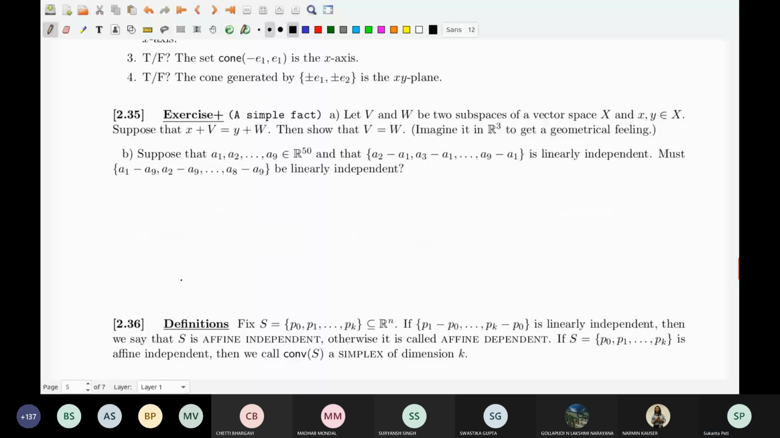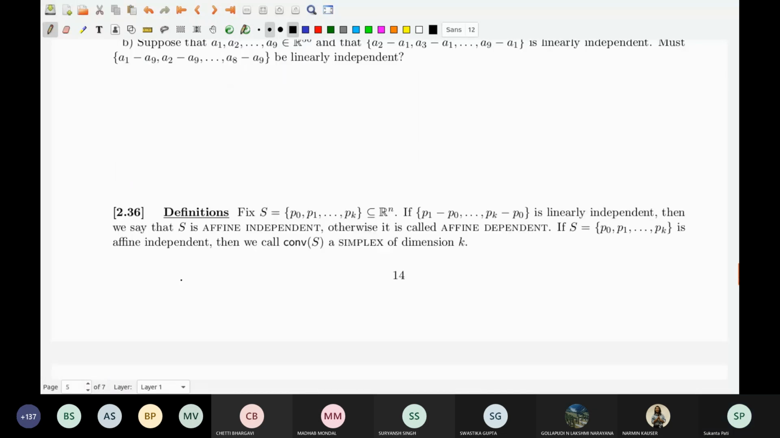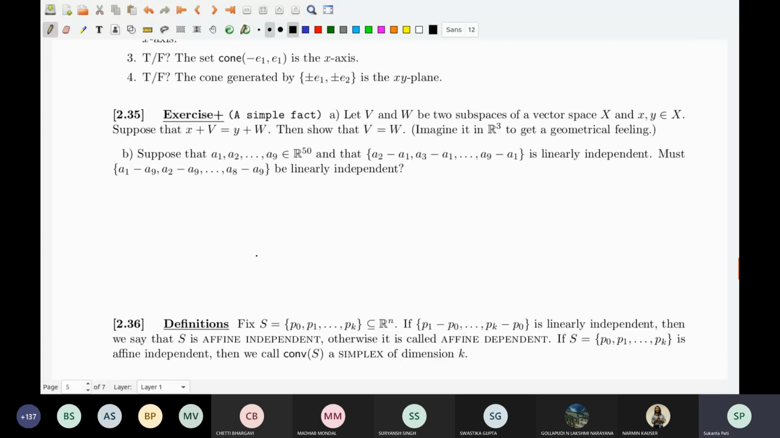Okay. Today, since I will not have time to cover any further, let me finish by discussing this one. Imagine that I have two subspaces V and W. Somebody says X plus W. What is X? Now X is a point. You take A. A plus W is equal to B plus V.